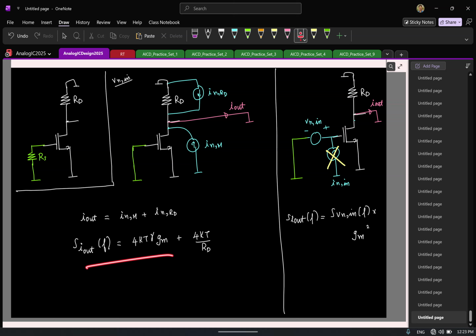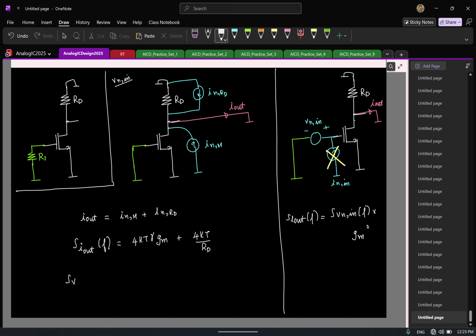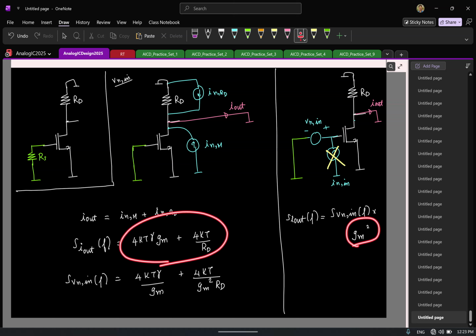So now these two have to be equal. So my S_Vn of f will be this quantity by Gm squared, right? Again, same thing. The output quantity by the gain you compute gives the input quantity. That's all. So I can directly write S_Vn of f as this quantity. Let me write it for the sake of completeness. If I divide by Gm squared, I'll have 4kTγ/Gm plus 4kT/(Gm² Rd). Basically, I'm taking this term and dividing it by Gm squared.